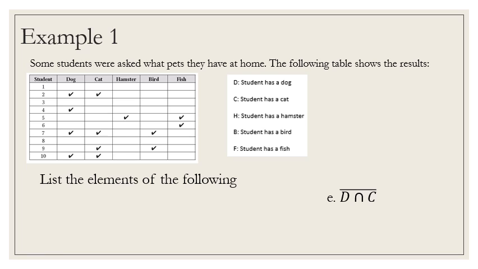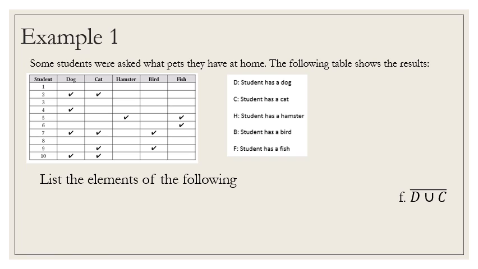Next one we have not dog and cat. So if we went to dog and cat, who has both a dog and a cat? Remember, and means both. So number 2 has both a dog and a cat. 7 has both a dog and a cat. 10 has both a dog and a cat. And then we want not. So student 2, student 7, and student 10 had a dog and a cat. So we're going to do everything but those 3. So 1, 3, 4, 5, 6, 8, and 9. Okay, not dog and cat.